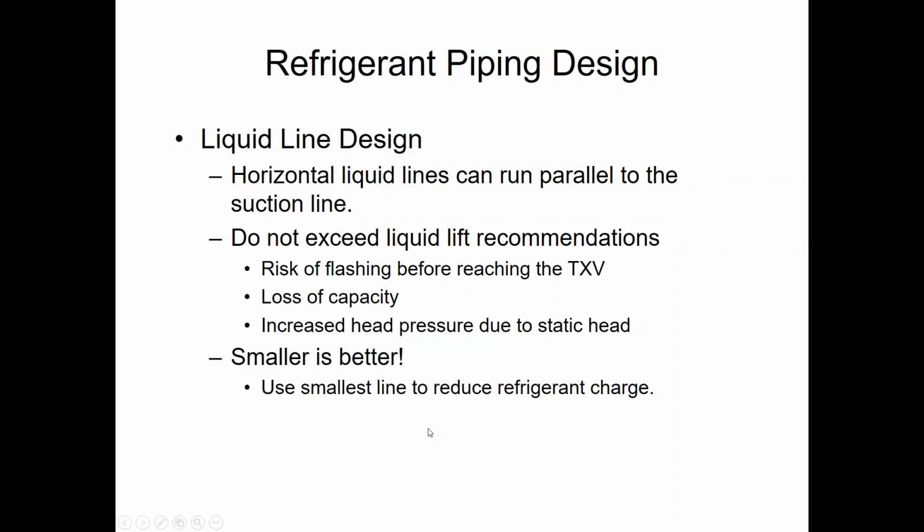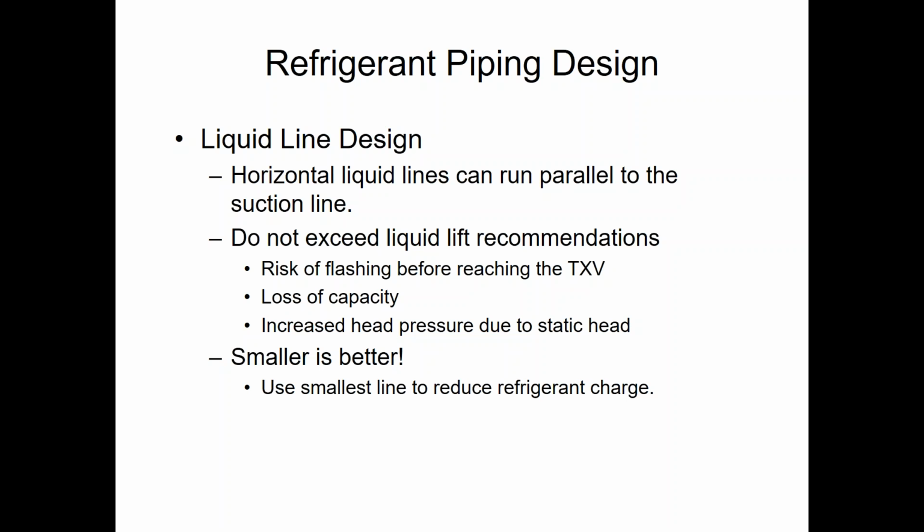We also need to be careful about oversizing liquid lines. And what happens if you oversize a liquid line? Now we start getting into too much liquid refrigerant in the system, or too much refrigerant period in the system, and we get into what we call a refrigerant management issue. And that takes us back to that simple rule of thumb formula: no more than 4 pounds of refrigerant per ton of refrigeration effect.